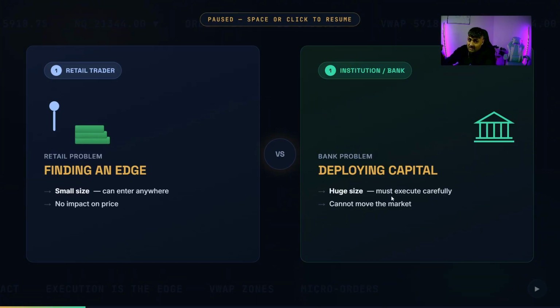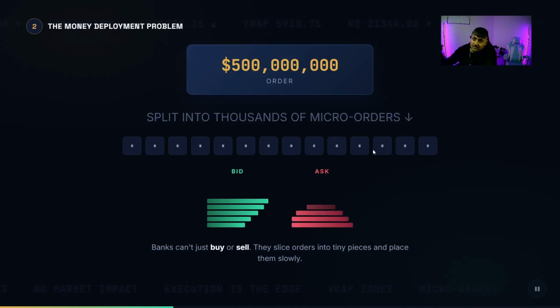Banks, they have a big problem. They have huge size, they have to execute carefully. Let's say you're at the bank and you get an order for $500 million. Banks have to buy and sell every day, otherwise they just won't make money. Simply, they have clients that look up to them, and they have to execute these orders.